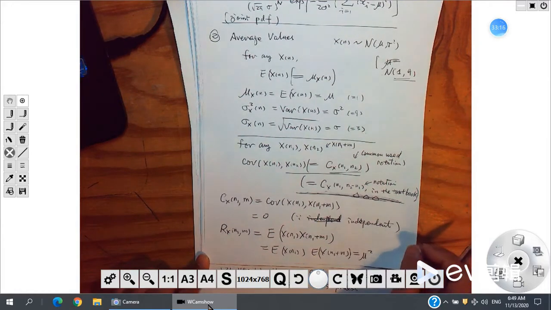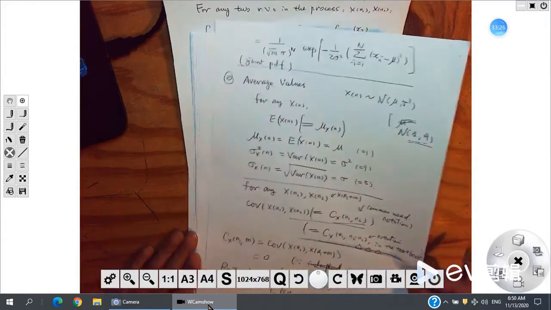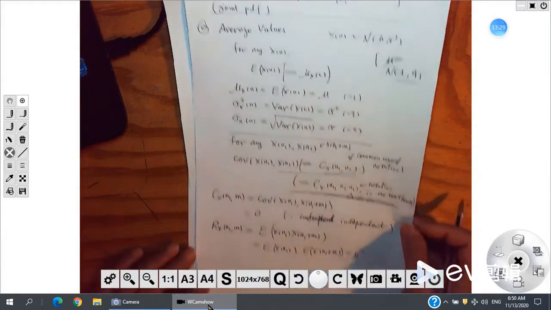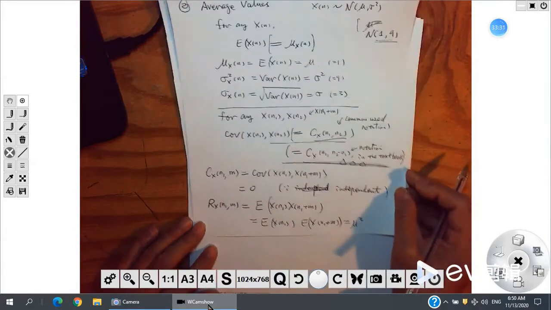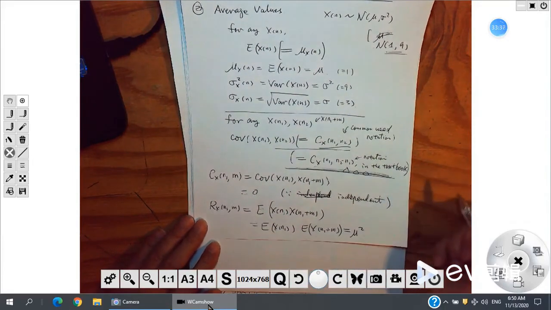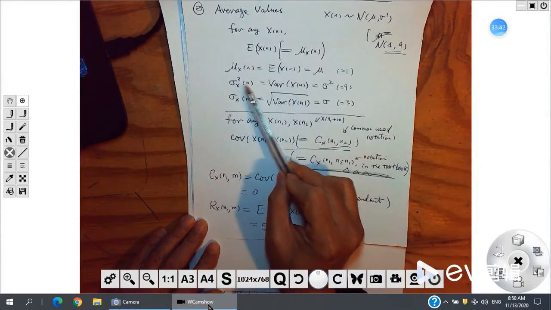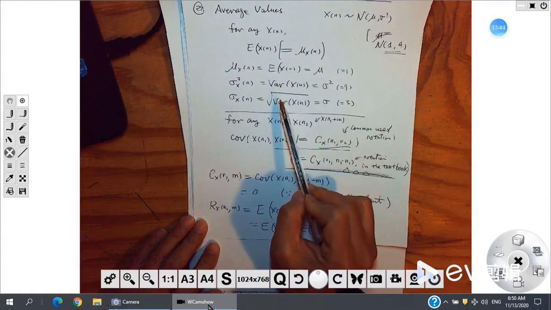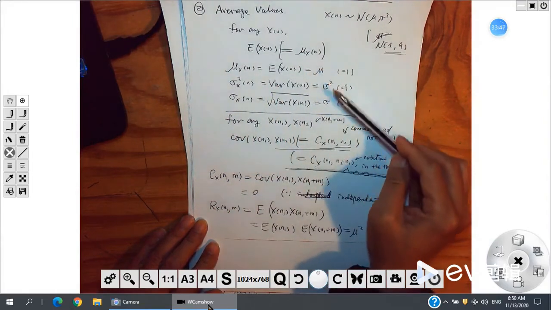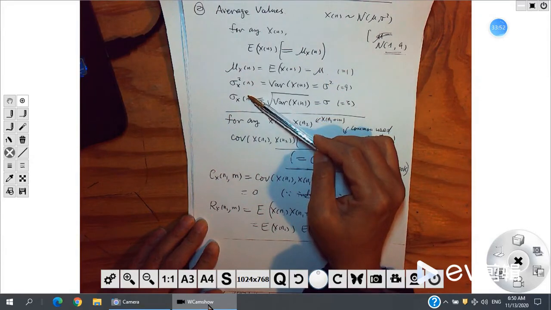Do we have any other kind of average values? No, we have no other average values here. After we have these average values, we can look at them and study them. Can we find something here? You can see for mu x and sigma x squared, the mean, the variance and the standard deviation, they are constant no matter what these n's are, right?